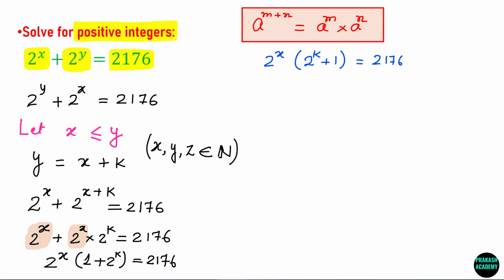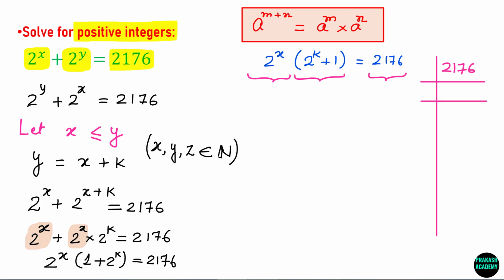Now I can factorize this number. So I have a number on the right hand side. On the left hand side I have two factors, this factor multiplied by this factor. But on the right hand side we have only one number. So why not we factorize this number? So let us say 2176, and we can divide by different numbers.